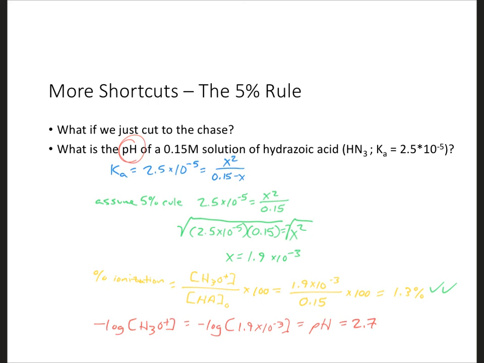So this would be the way for me to use a couple of my shortcuts. I jumped past the ice table because I know already what it's going to look like when I get down to that equilibrium expression. I made the assumption of 5% or less dissociated. That let me bypass using the quadratic equation. I checked it, I'm able to use it, and then I went forward with trying to calculate the pH.